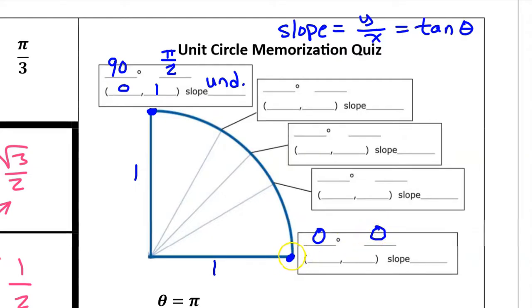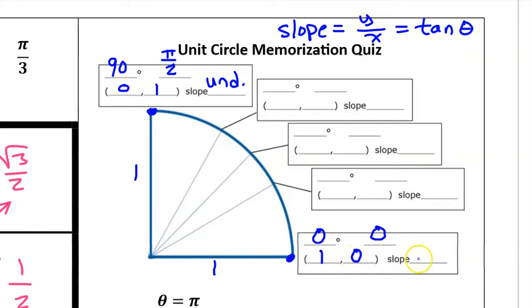What are the coordinates of this point? This is old school x and y value. This is 1 unit to the right because the radius is 1. So the x value is 1. This point is on the x-axis. It is not up or down. So the y value is 0.